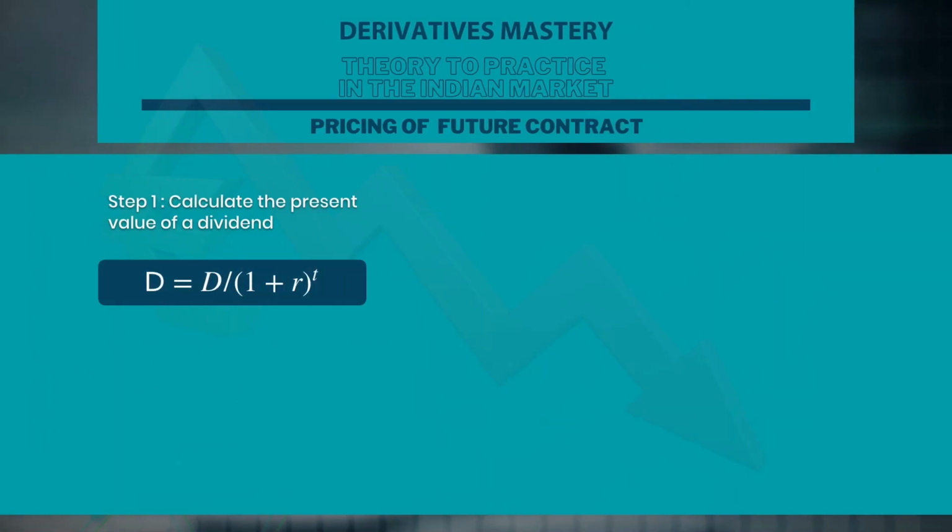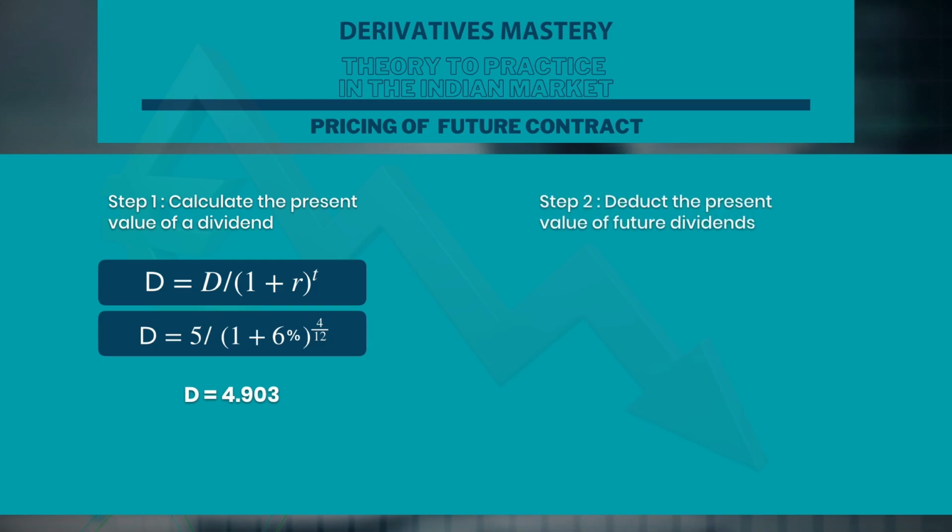So present value of dividend is equal to future value of dividend divided by (1 plus r), where r is the risk-free rate of interest, to the power t, which is time to expiry. So let's plug in the values in the formula. So dividend 5 divided by (1 plus 6%) to the power 4 by 12 gives us 4.903.